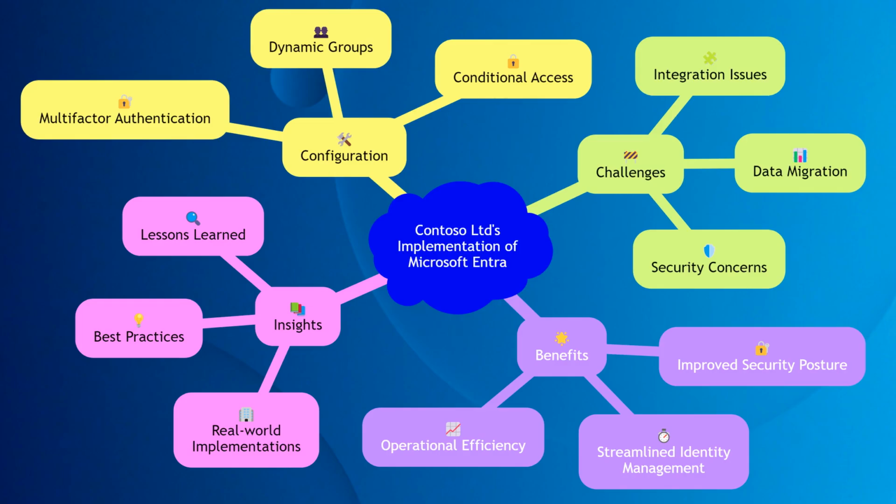Contoso Limited, a global manufacturing company, implemented Microsoft Entra to manage its users and groups. By leveraging features such as dynamic groups, conditional access, and multi-factor authentication, Contoso improved its security posture and streamlined identity management processes. This case study will explore how Contoso configured Microsoft Entra, the challenges they faced, and the benefits they achieved. Understanding real-world implementations can provide valuable insights for other organizations looking to enhance their identity management practices.